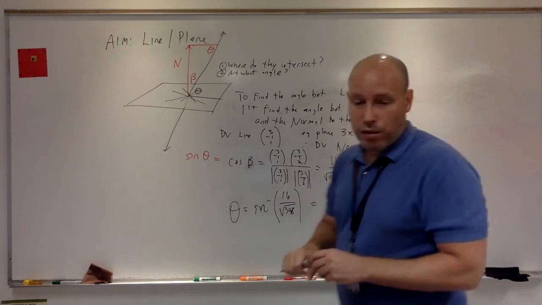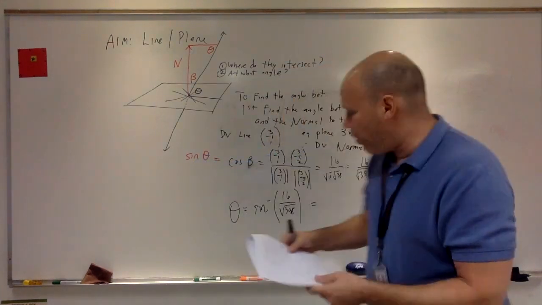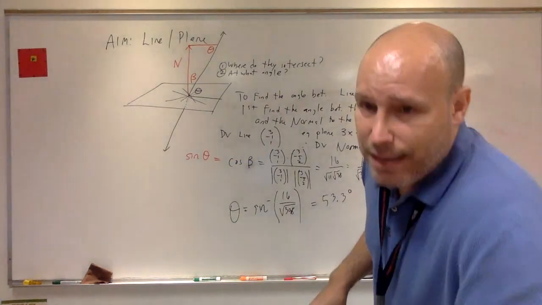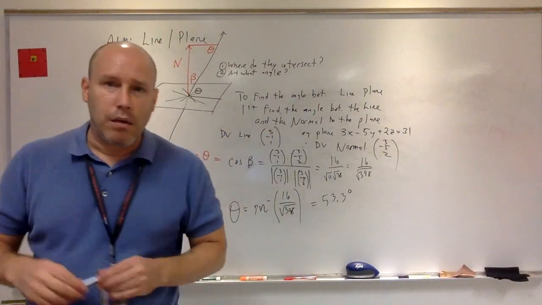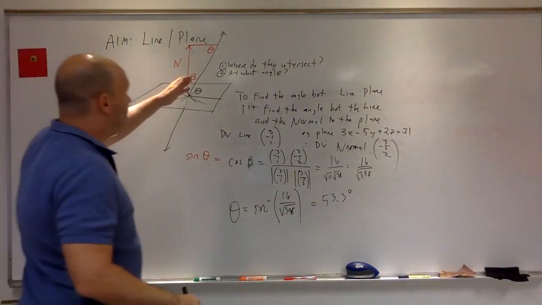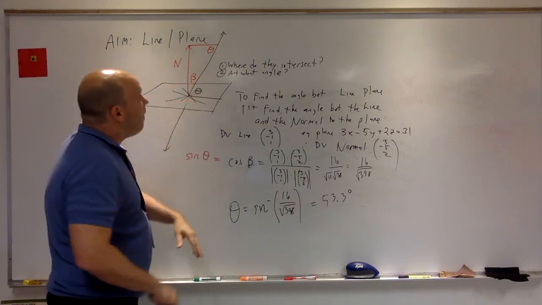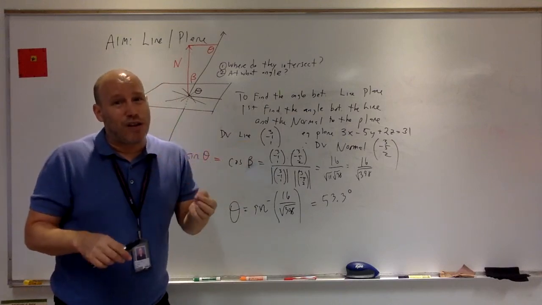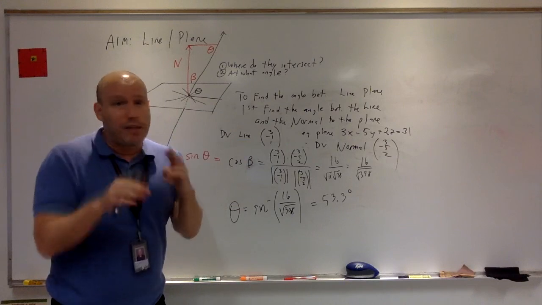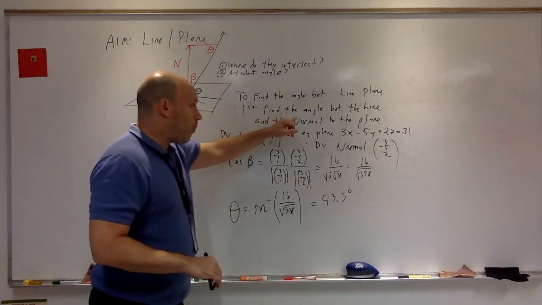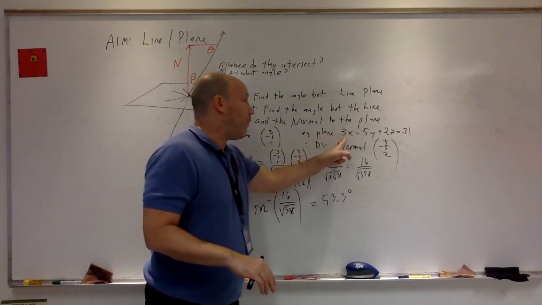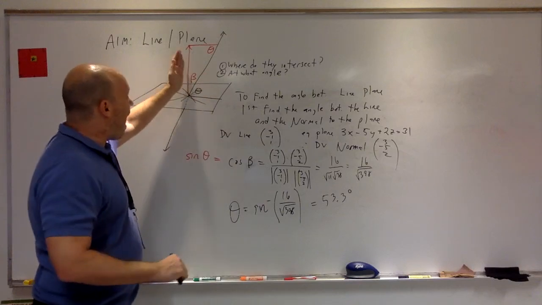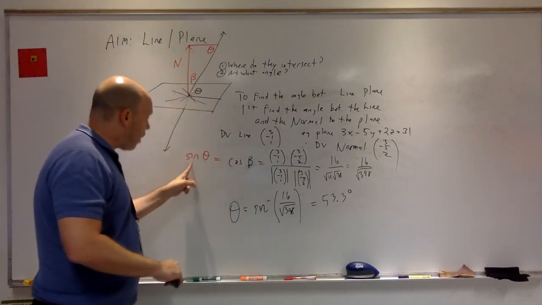Final answer. What's the final answer? We get 53.3 degrees. So that's how you find the angle between a line and a plane. Find the direction vector of the line. You have to figure out how to get the direction vector off the line, because we know the line is going to be given in many different ways. And then you find the normal, which is very straightforward. You take the coefficients of the equation of the plane, that's the direction vector of the normal. And then you find the angle between those two, but instead of cosine, you use sine.